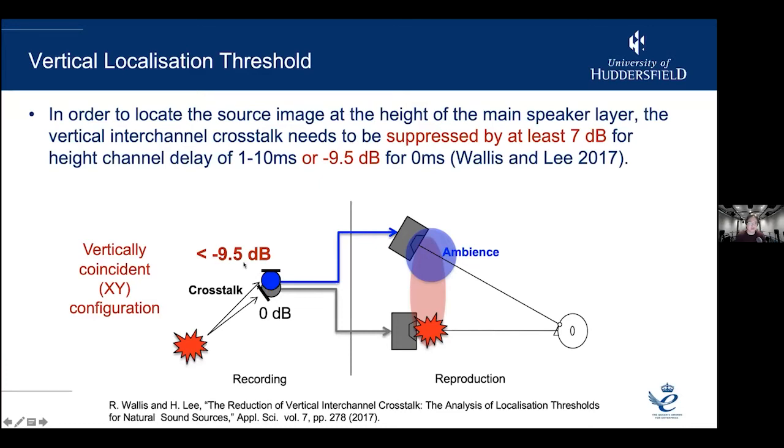So here about 10 dB suppression of the crosstalk will ensure that your image will be stably localized and you can have more ambience in the height. So the benefit of this is you can actually raise the ambience level a little bit higher if you want to boost the vertical spatial impression. You can also control the amount of ambience in the height channel without being affected by the direct sound.